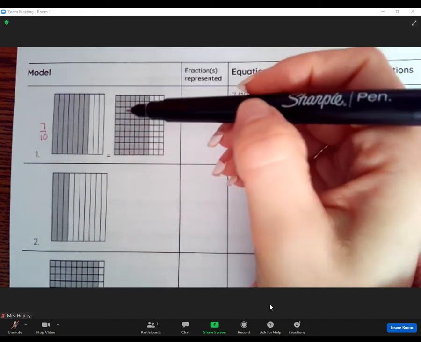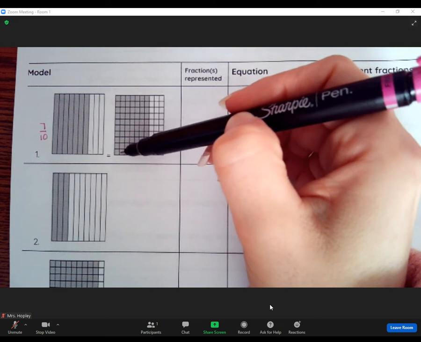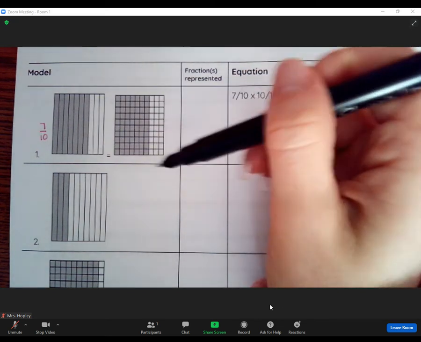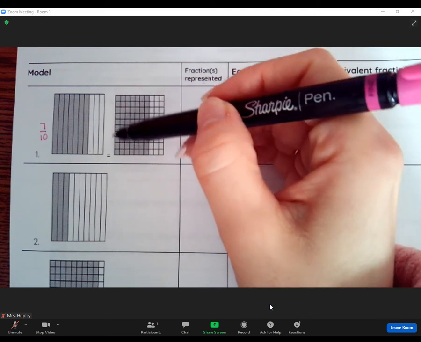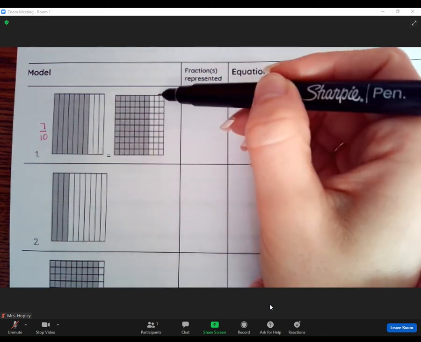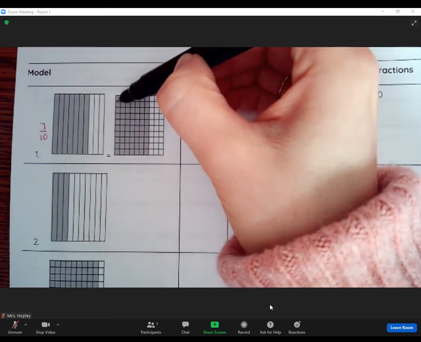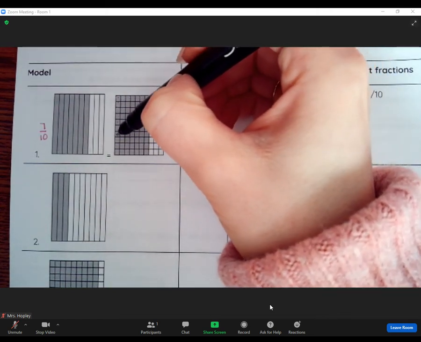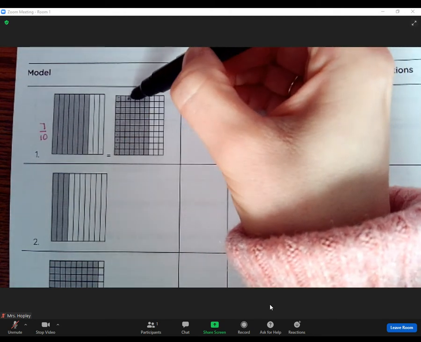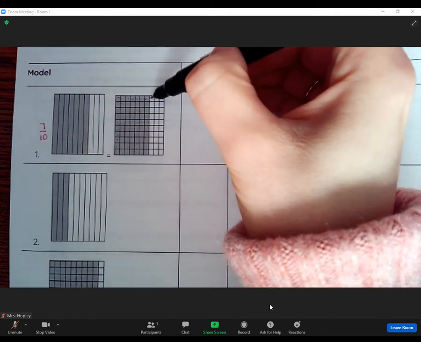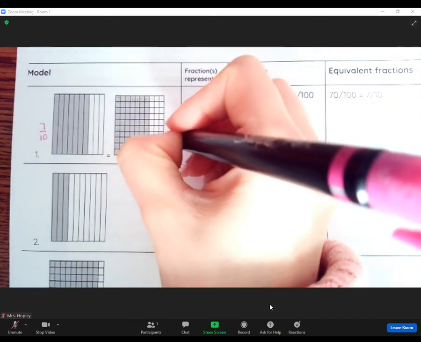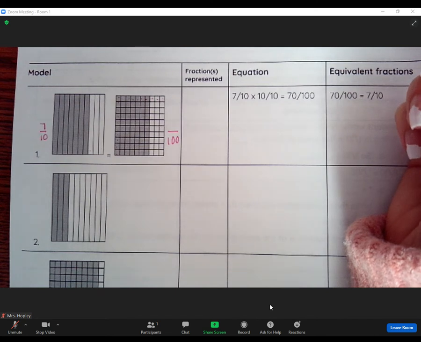Let's think for a second. Would it be reasonable for me to count up all these itsy bitsy little squares? I hope you're at home saying no, that's not reasonable. Instead, we can think of this as an array. We can figure out how many rows there are and how many columns. So I'm going to count. There are 1, 2, 3, 4, 5, 6, 7, 8, 9, 10 rows by 1, 2, 3, 4, 5, 6, 7, 8, 9, 10 columns. So 10 by 10 means there's 100 total parts.